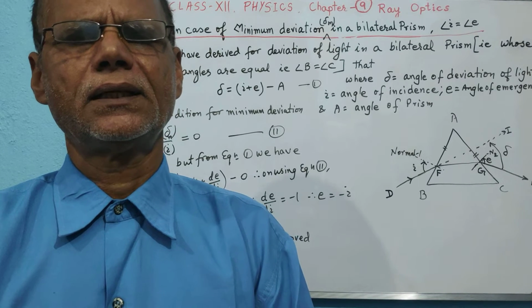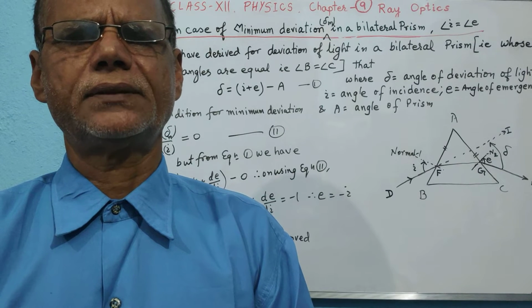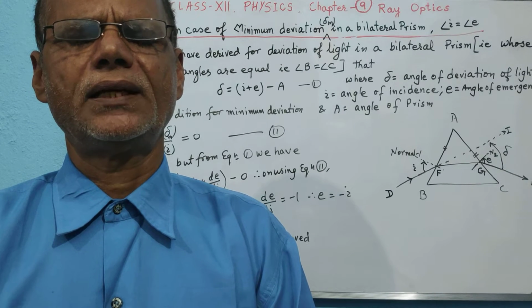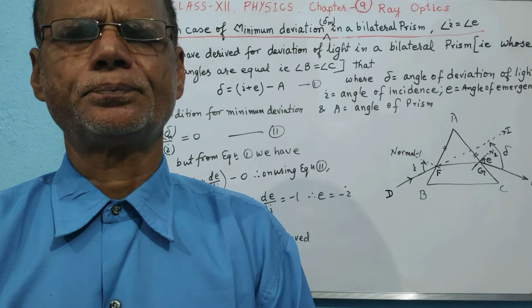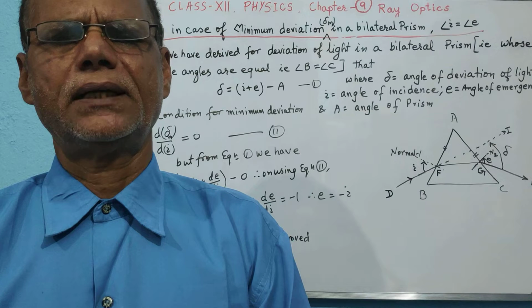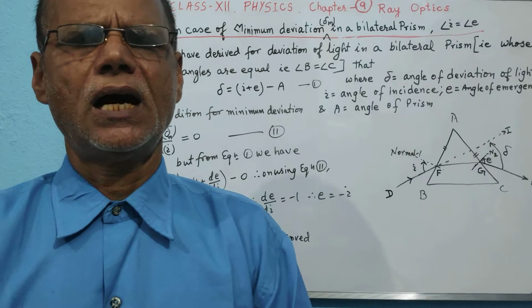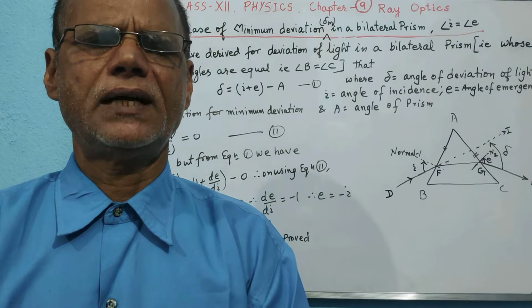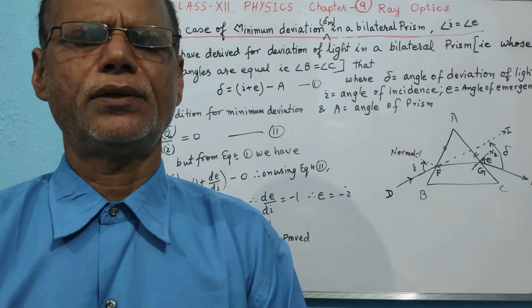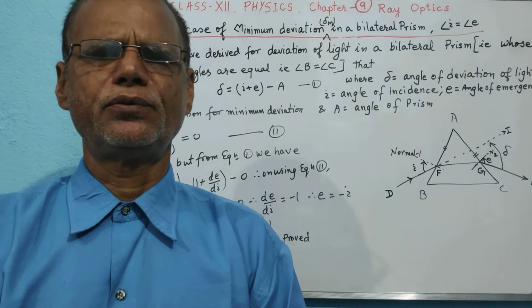We have earlier explained this by taking an analogy with the deviation in a rectangular regular glass slab. But today we are going to find it mathematically: the statement that I is equal to E for minimum deviation, we are going to derive and prove it.